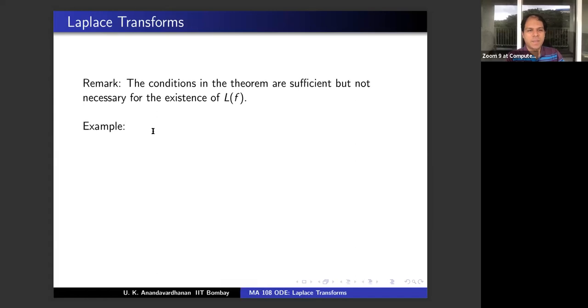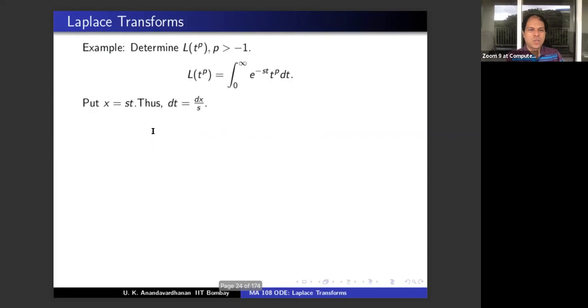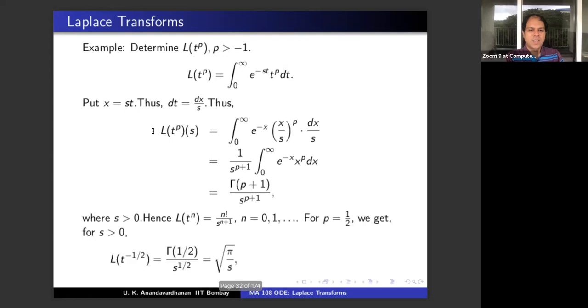Here is the example. This example we have already done. Let me go and show that example. In this slide, look at this. L of t power minus half exists, no? And the answer is root of pi by s. And what is the condition on s? s is bigger than 0. So whenever s is bigger than 0, t power minus half has a Laplace transform.